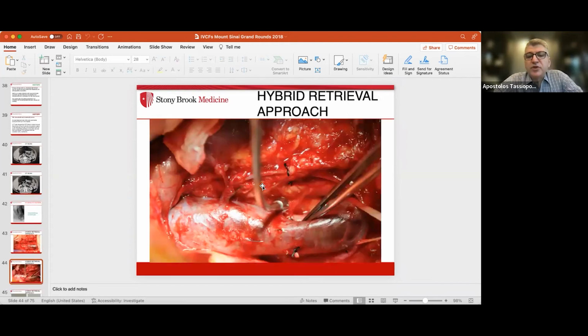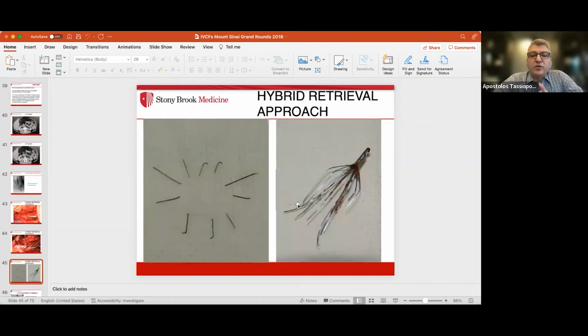You can see the posterior wall there with some of the struts going towards the posterior lumbar area. So we cut those struts from the cava, and you can see them, all the cut ones right there, using wire cutters, and then we were able to retrieve the filter from the top.